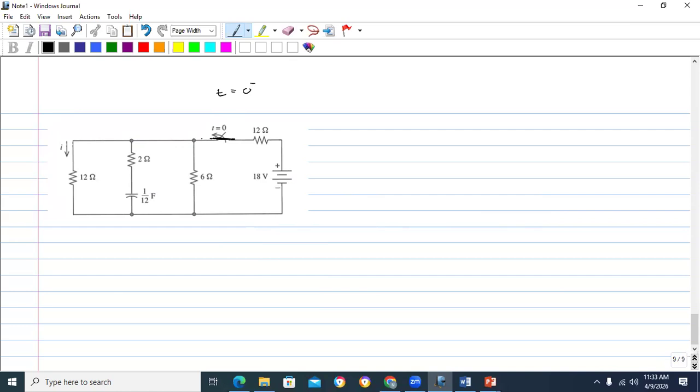Now the switch is off. Okay? So at that time, it is said that this is in steady state. That means this capacitor is open circuit. So there is no capacitor, so there is no branch. The current coming through the battery goes through this resistor and this resistor. So you are asked to find the current to this resistor, this side.